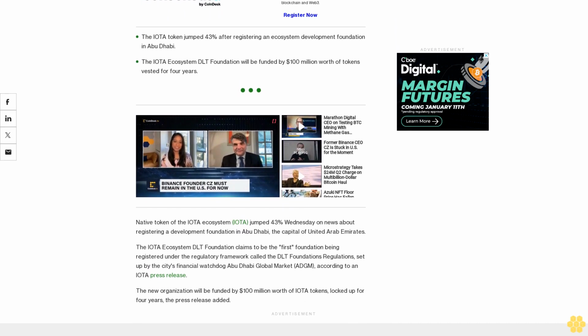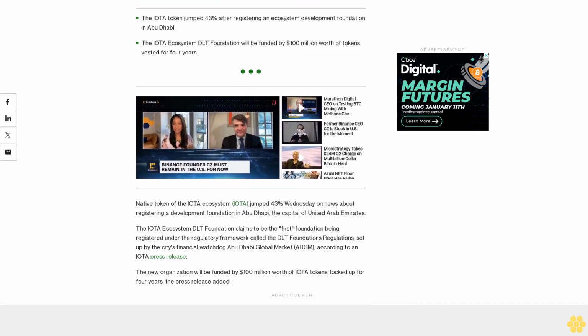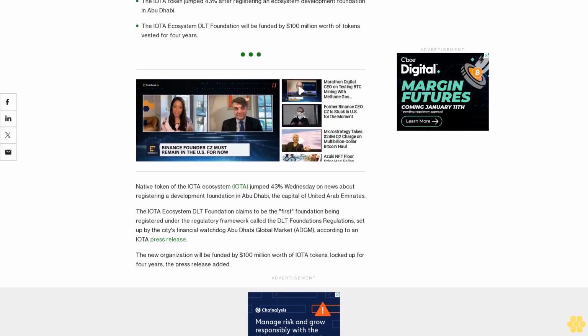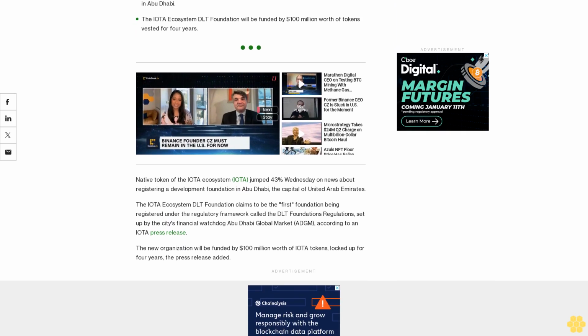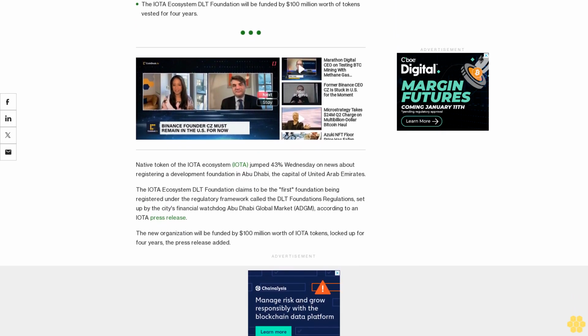release added. The cryptocurrency's price surged to 25 cents from 17 cents immediately after the announcement, hitting its highest level since February. The development came after IOTA unveiled plans in September to establish a regulated entity in Abu Dhabi to foster the network's global expansion.